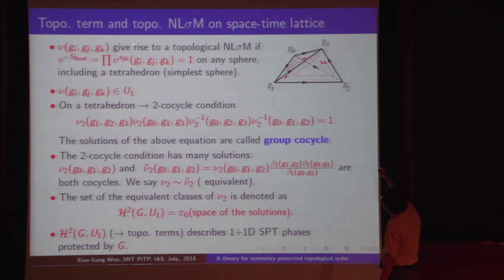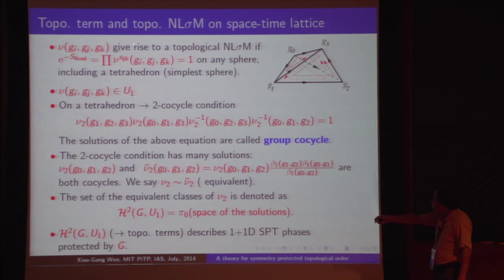So 0, 1, 1, 2. This is 0, 1, 1, 2. These two have the same orientation, and 0, 2 has the opposite orientation. So this function on this edge goes downstairs. If you choose an arbitrary function beta like this, a two-variable function with a symmetry, and then you modify nu 2 in this fashion, you can easily check that this pattern just cancels out in this equation, because every edge is shared by 2 triangles, and then they just cancel. So this nu tilde 2 is also a solution.